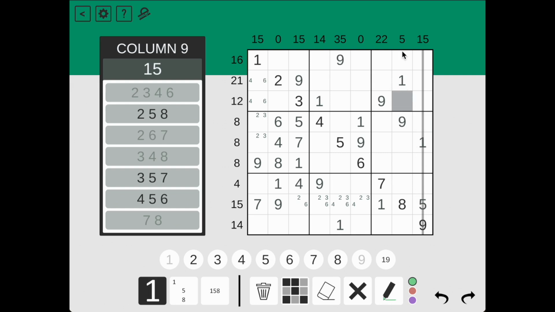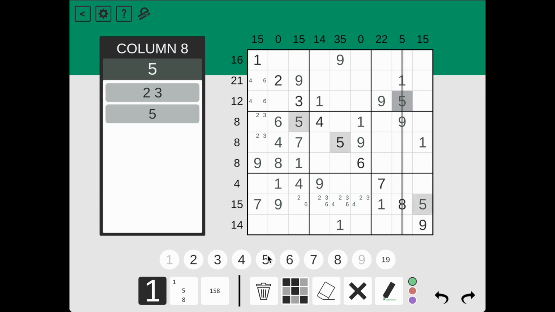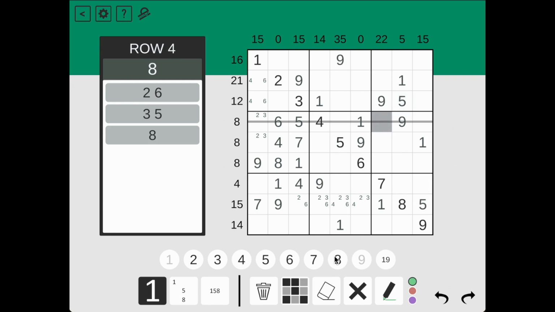I can't narrow this down yet, but in this column this is a 5. In this row this is an 8. In this row it's a 2 and a 6. Since the 2 is over here, that means this has to be a 3. And this is a 2.